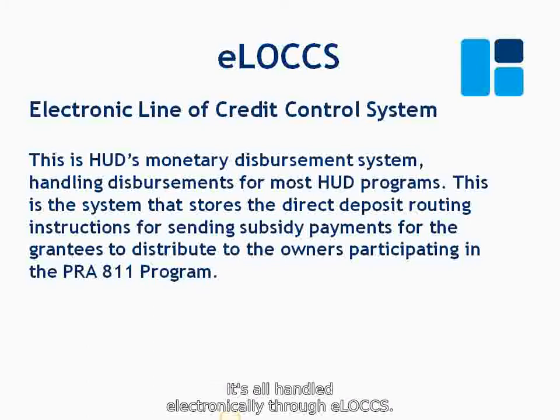And this system is where your direct deposit information is going to be stored in terms of routing instructions, so that when you start either doing drawdowns on your admin fees or dispersing HAP payments, it's going to send to whatever bank account is on record from the Fort Worth office via the direct deposit that you submitted.